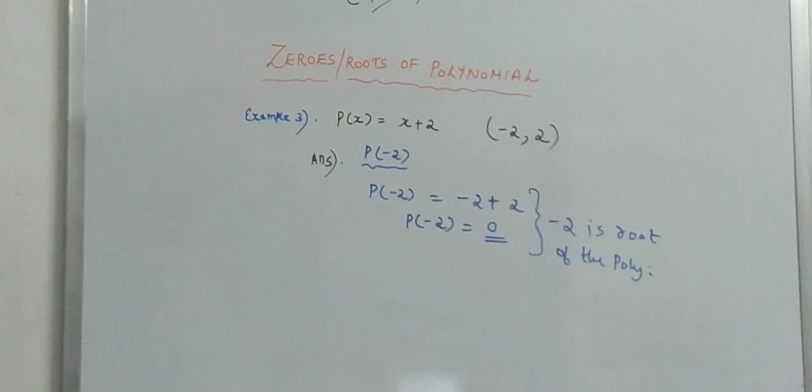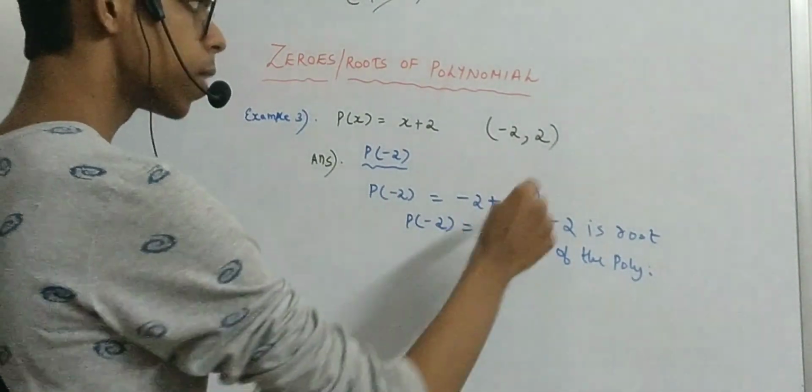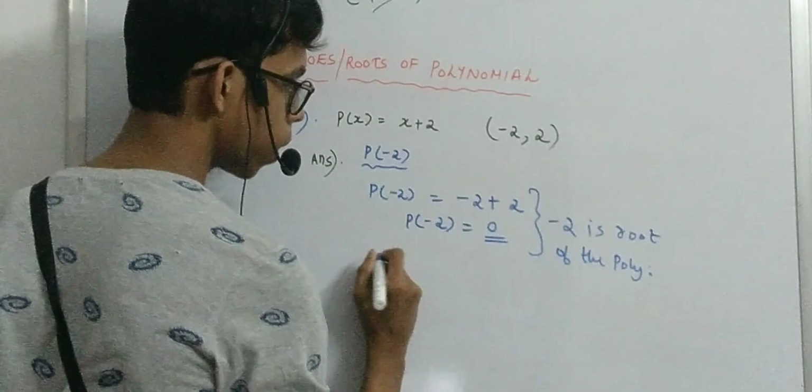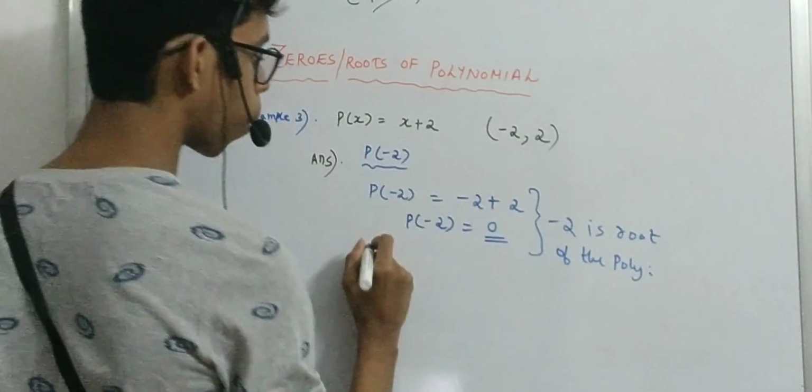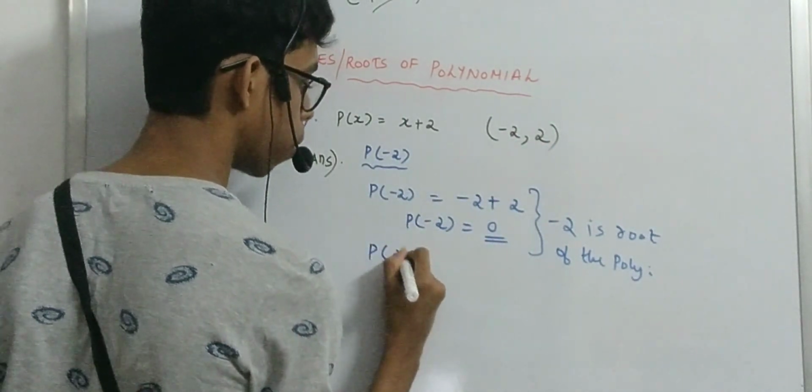Now let's see the case with p of 2. Let's see whether 2 is a zero of the polynomial or not. So I am taking p of 2.